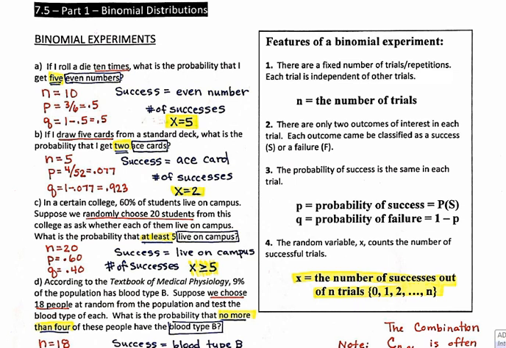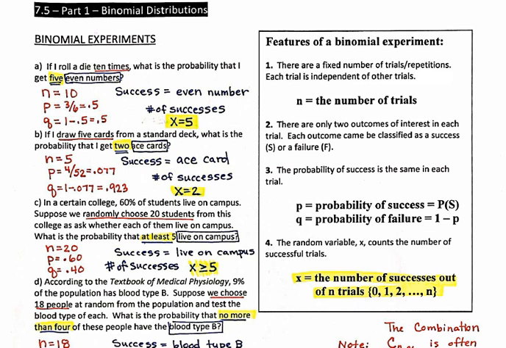Hello, AP Statistics. This is a quick run-through of the 7.5 Part 1 notes for binomial distributions. You have a copy of these notes on Schoology that you can fill in, and I believe the substitute has a print copy as well. So what I want to do is talk you through these notes, so if you have some questions, that may answer those.